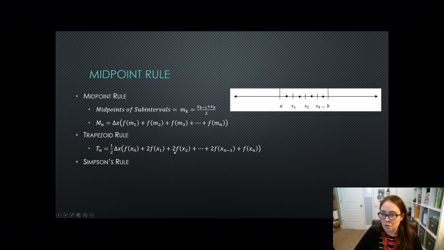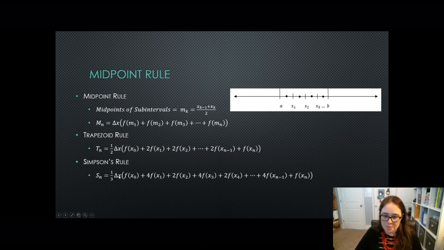And then you'll notice there is a coefficient of 2 multiplying all of these f of xk's in the middle. The only exception is the endpoints. So x0 is always going to be the start of your interval, so the a, if I'm looking at this interval up here, and xn is always going to be the end of the interval, or the b. Those don't get multiplied by 2, but everything in between them gets multiplied by 2. And so again, once you find those xk's and the delta x, you plug them into this formula and get your approximation. Simpson's rule is going to be the best approximation, the most accurate.